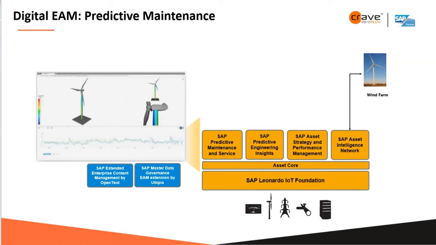This architecture is IoT from the wind turbine. The IoT foundation will be there where everything, like SCADA, will be connected to this IoT. And whatever SAP Asset Intelligence Network from S/4HANA, we will be connecting. And we are doing the predictive engineering insight, the modeling, in this module. This is about the predictive maintenance.